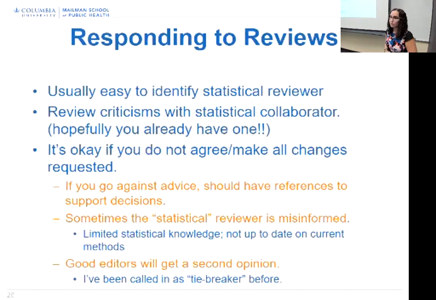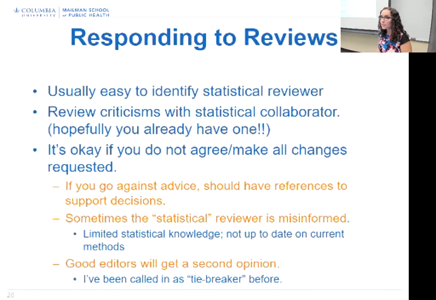So I sort of ran through all of the sections of the manuscript. I want to give you just some overarching guidance in terms of responding to reviews. So hopefully you submit your paper, and they want a revision. Now you have to go point by point and address the reviewers' concerns. I think it's usually easy to identify the statistical reviewer. Is that true? Can you guys usually tell when you read the reviews which one was the statistician? I would assume it's pretty easy.